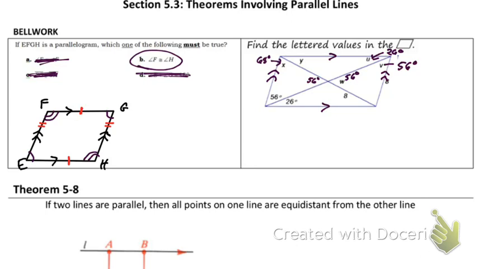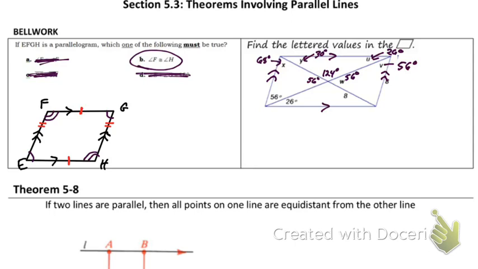Okay. How do I get Y? EJ? Well, a linear pair from 56 makes 124. And then you add 124 plus 26, and then you subtract that number from 180. And what does that leave me with for Y? 30 degrees. So EJ recognized that we had a linear pair here to give me 124. Well, we already had that 26. 26 plus 124 is 150. 180 minus 150 is 30. Did you have another way?